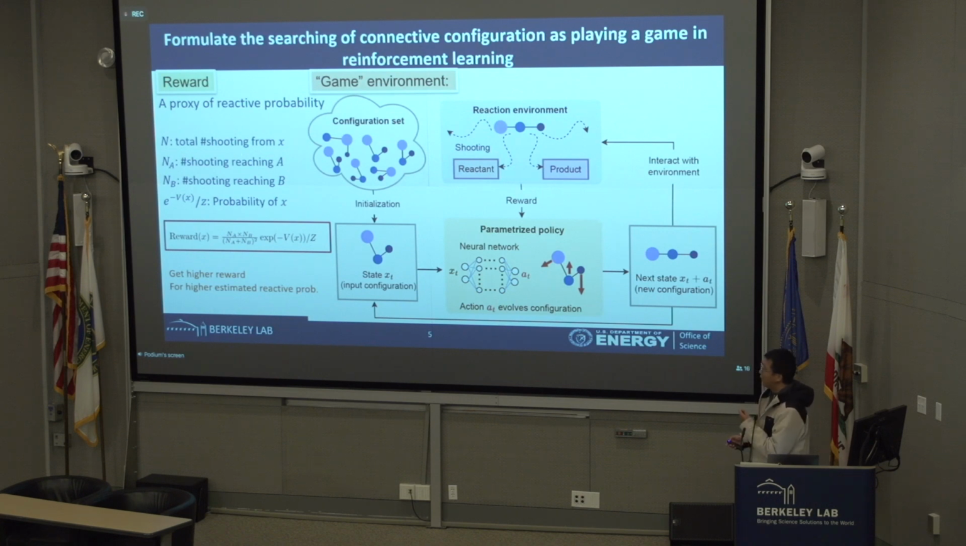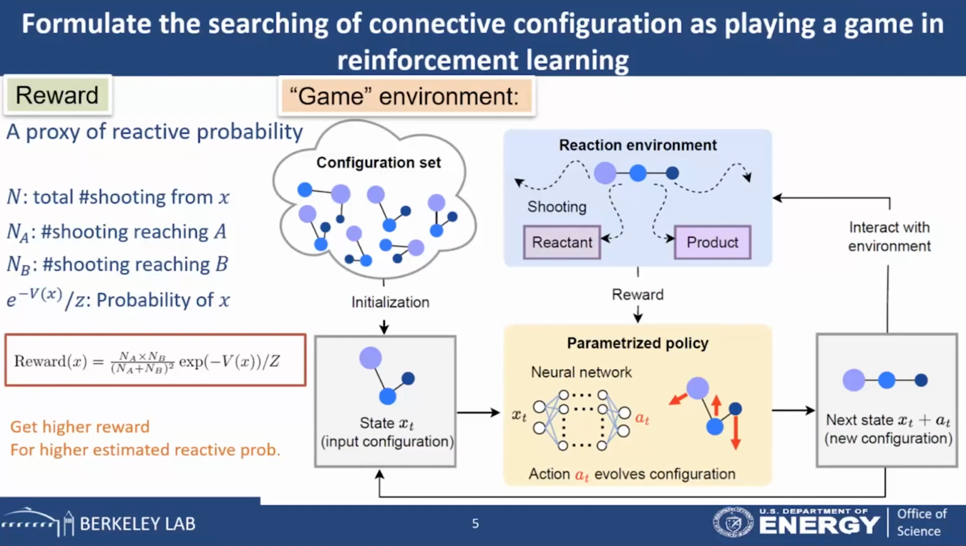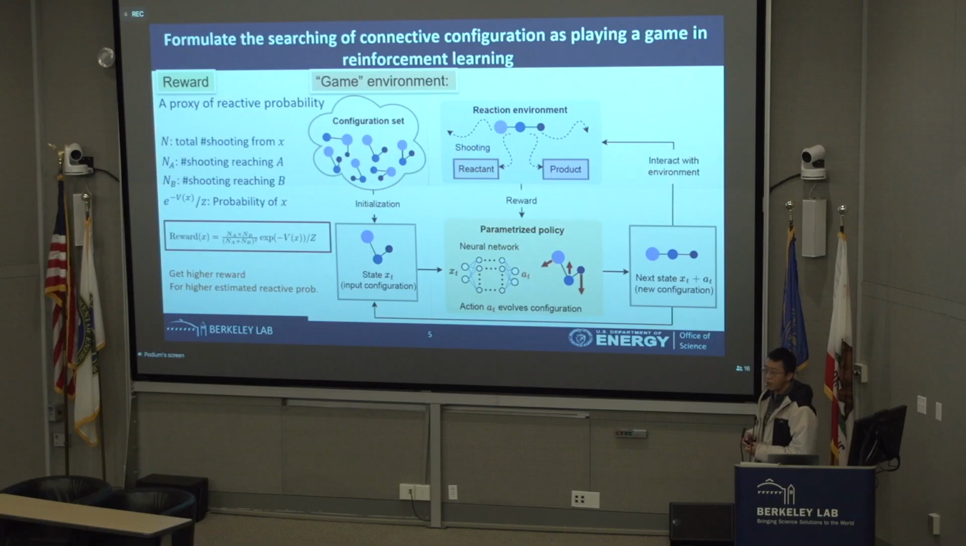Suppose we are given the configuration S, and we shoot n trajectories from this configuration, and we count the number of shots NA reaching state A first, and NB, the number of shots reaching state B first. Then we can define the reward at the configuration S by this expression. This reward consists of two parts. The first component emphasizes the importance of finding a configuration that has balanced probability of reaching either state A or state B.